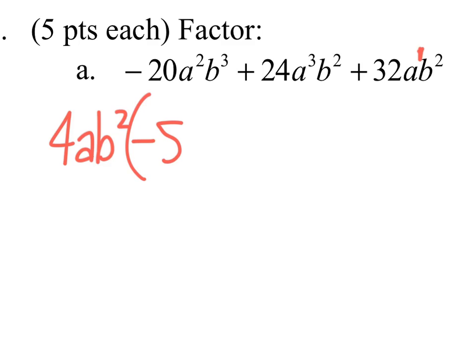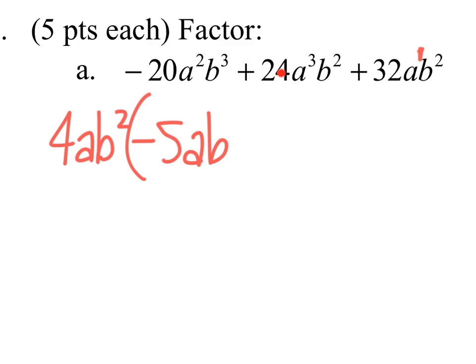And how many a's are left over? A times what gives us a to the second? We've got a single a. And then here we're at b to the third, and we can multiply b to the second times b, which will give us b to the third. Great. So now we've got to factor out this second term.